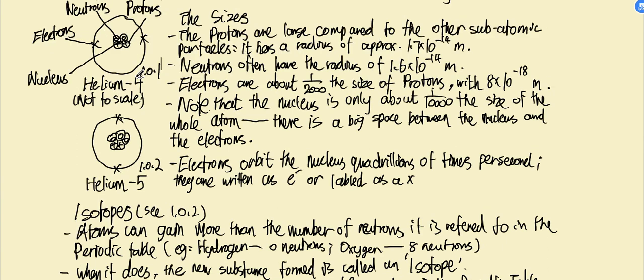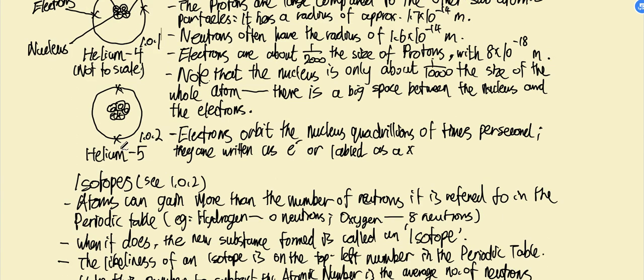So this is a helium atom. And this is helium-4 and this is helium-5. What's the difference?